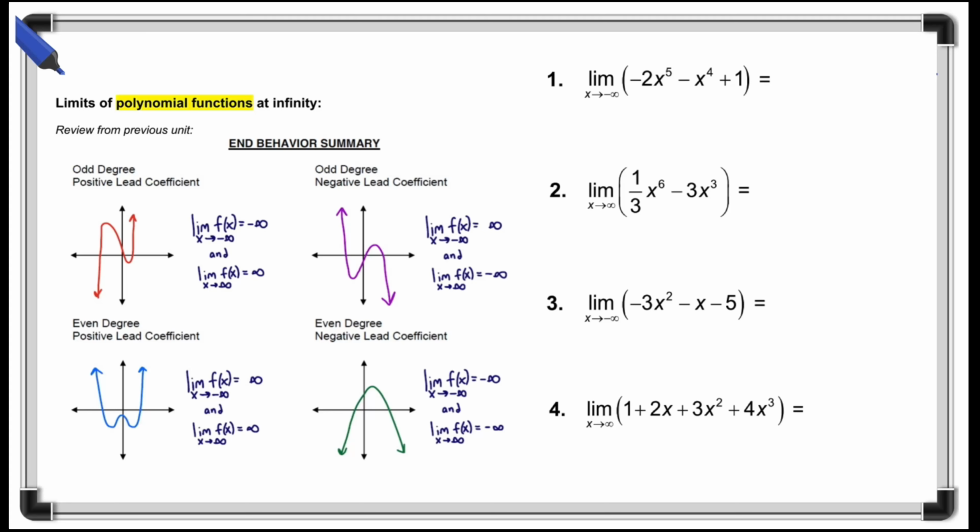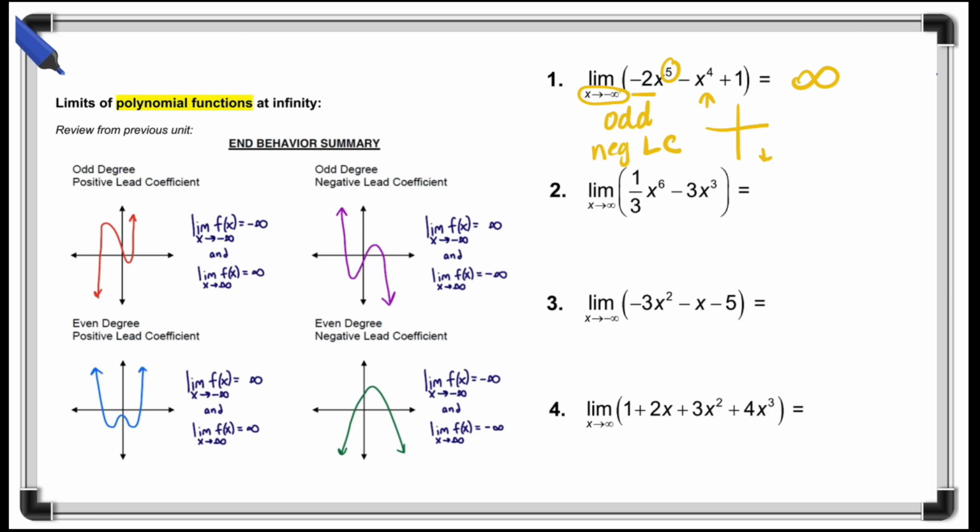So if we look at question number 1, what you're going to notice is that you have an odd degree as well as a negative lead coefficient. So my graph would look something like this. With odd degrees, we'll point in opposite directions. And if I look towards x approaching negative infinity, I'm looking at the left-hand side of my graph. So what is it doing? It points up towards positive infinity.